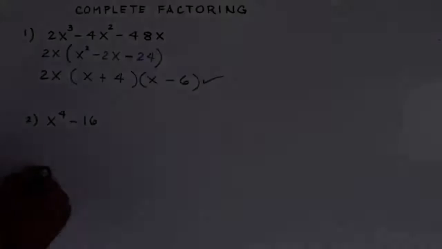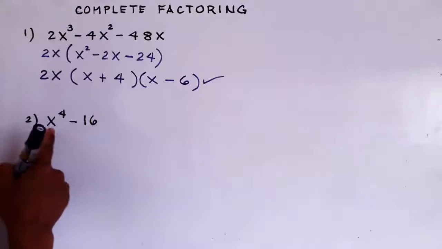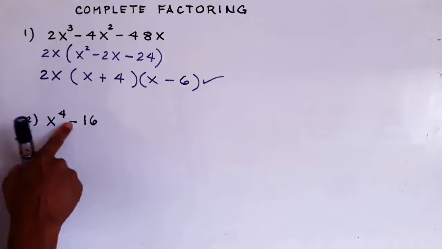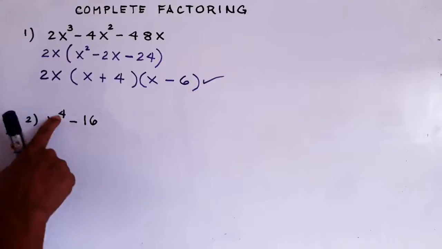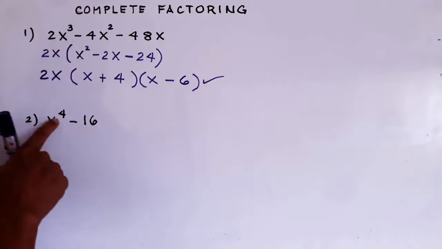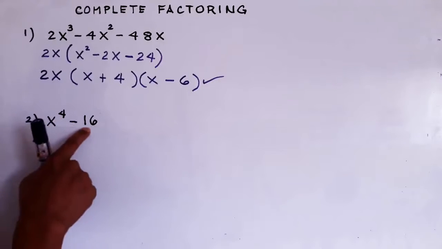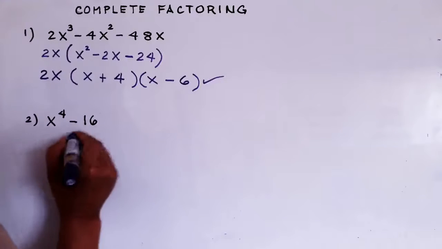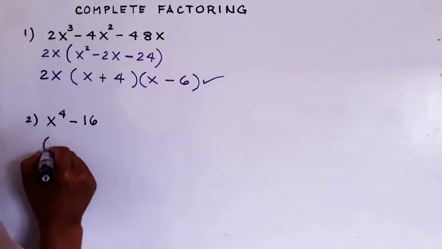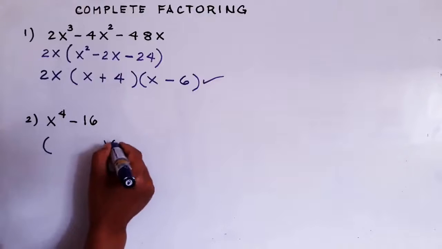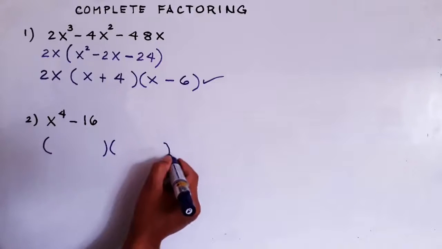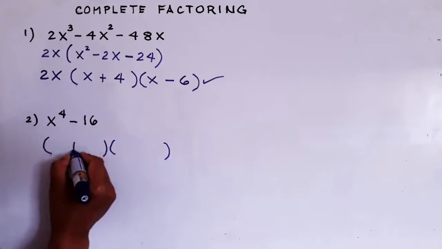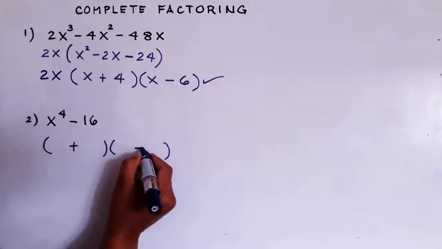Okay, let's have this one. This one is a binomial. And when we have a binomial, you know, it's the difference of perfect squares. This one is a perfect square, and this one is a perfect square also. Okay, let's factor this one. So what's the sign here? It's the last term, it is negative. So expect a plus and a minus.